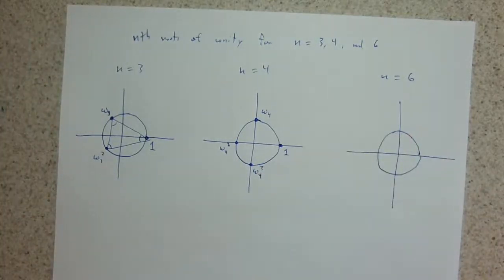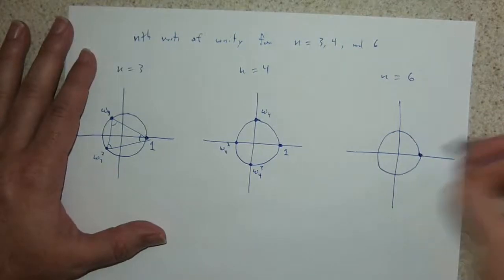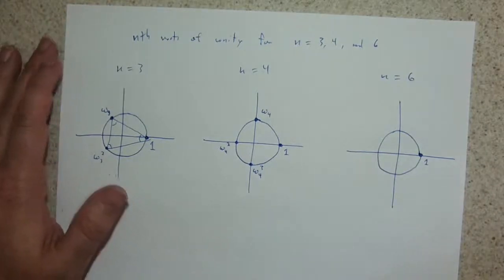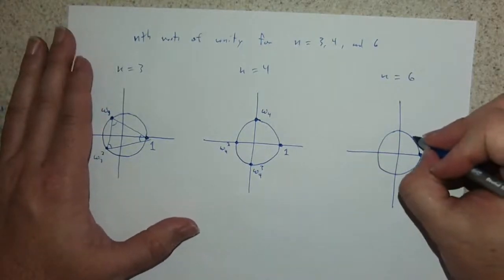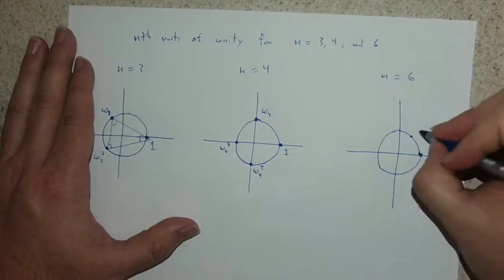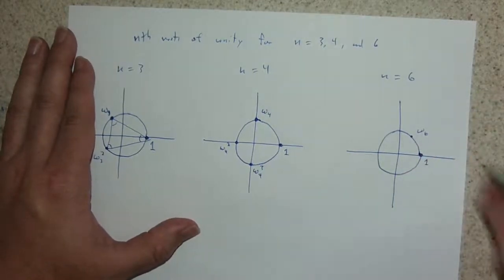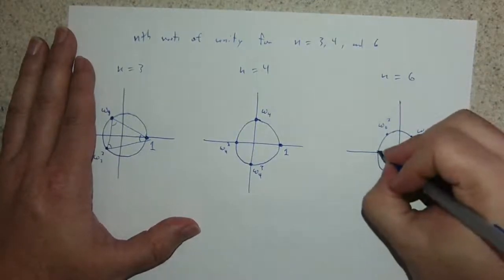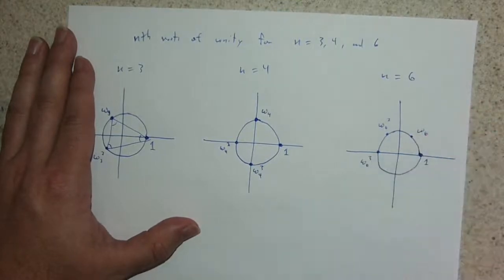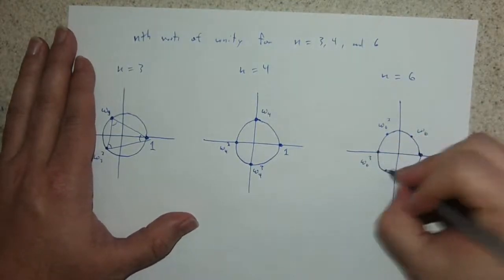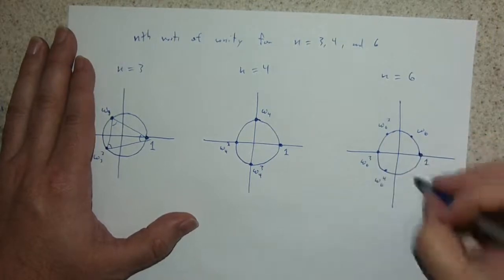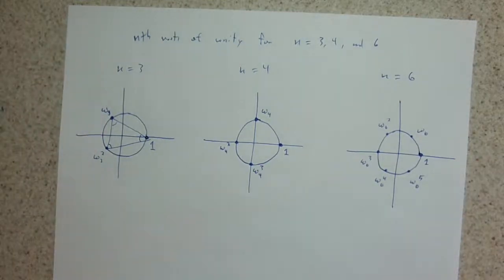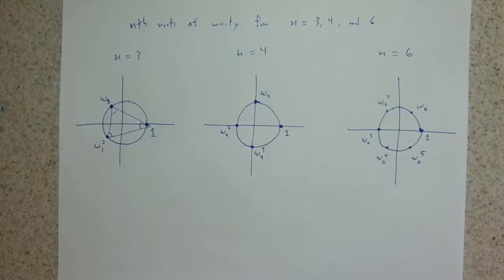All right. And then lastly, the sixth roots of unity. So here's 1, and then I would have omega sub 6 would be like here. And here's omega sub 6 squared. And here's omega sub 6 cubed. And here's omega sub 6 to the 4th. And here's omega sub 6 to the 5th. Equally spaced along the unit circle. All right.